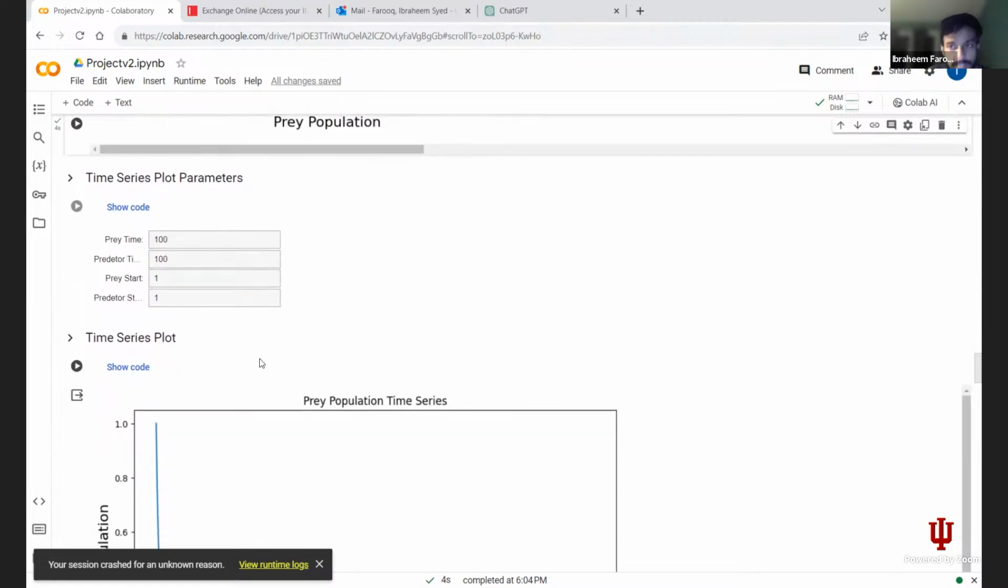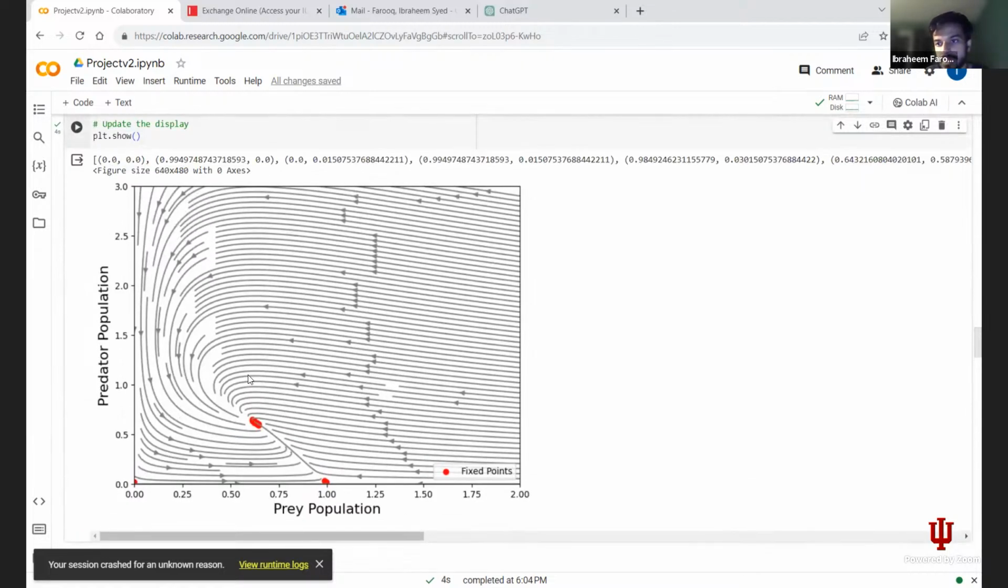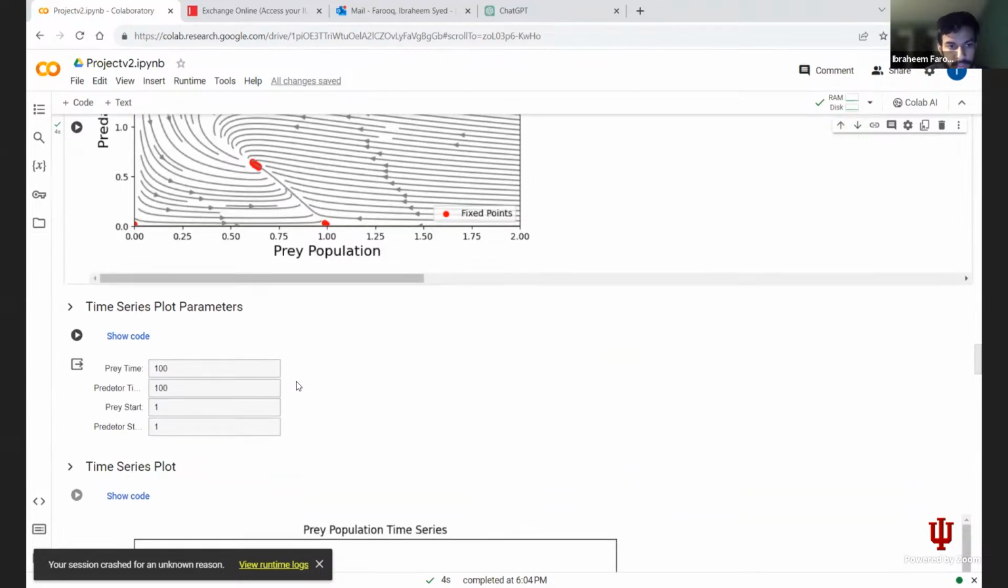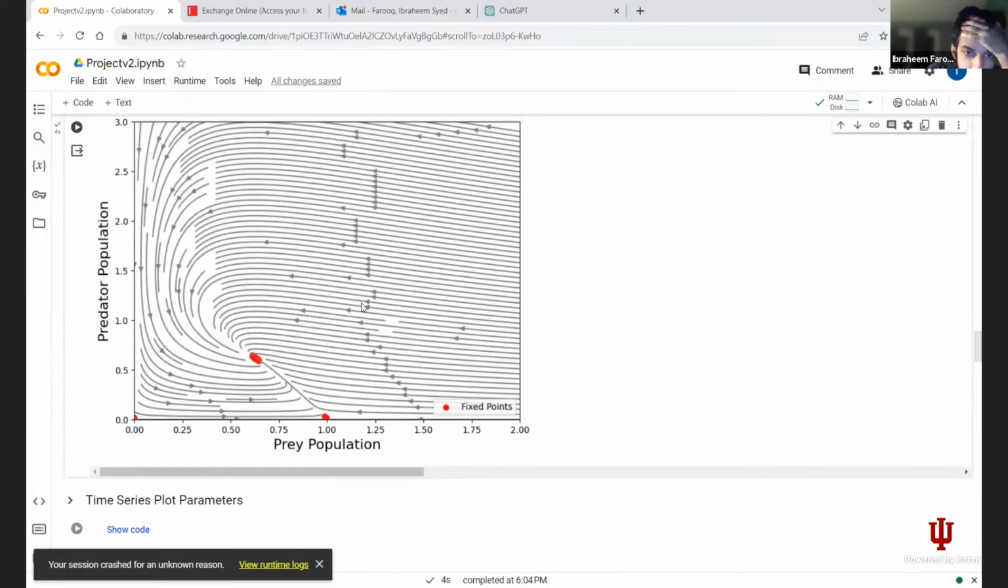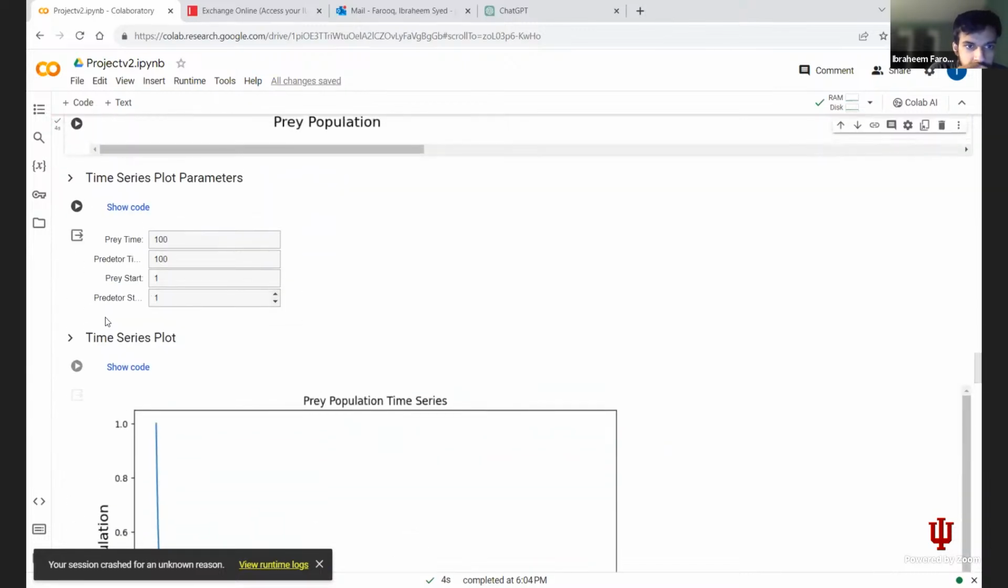So we can also take a look at the time series plots. The time series plots are interesting because we can see if it matches up with our expectation from the phase plots. So for example, let's pick 1, 1. We start here at 1, 1. What should we expect? The prey population, we should expect it to decrease and then overcorrect and increase slightly. And the predator population, we should expect it to decay eventually to the stable fixed point. Let's see if that's what we get.